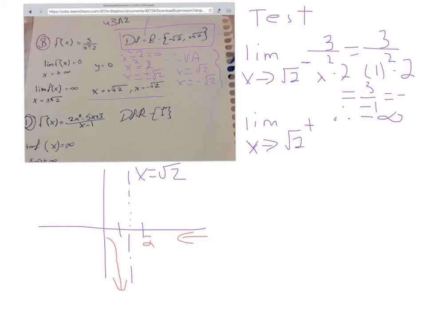So we're going to do the same thing now. We're going to take 3 over x squared minus 2, and we're going to substitute 2 in for x, and we end up with 3 over 1, which is positive, which means that the graph is approaching positive infinity as it moves towards the asymptote from the right to left direction. So let's draw that. It's going to go up like that.